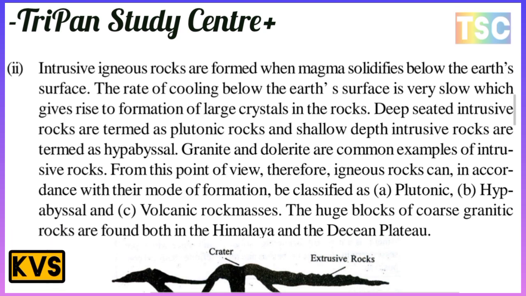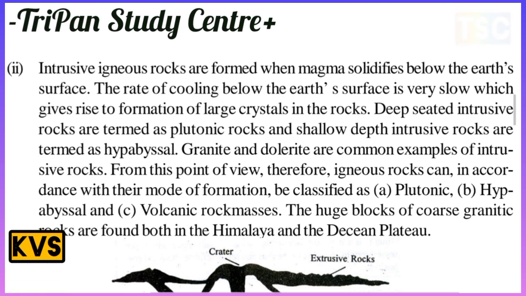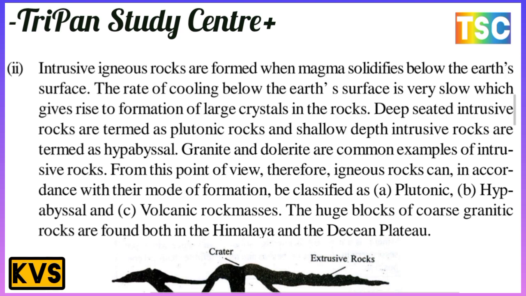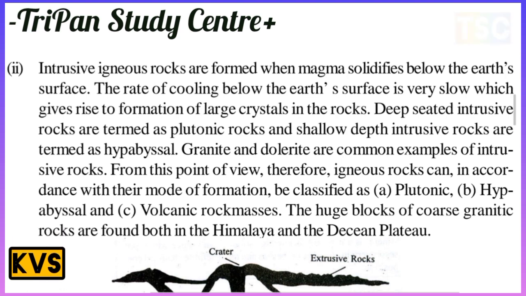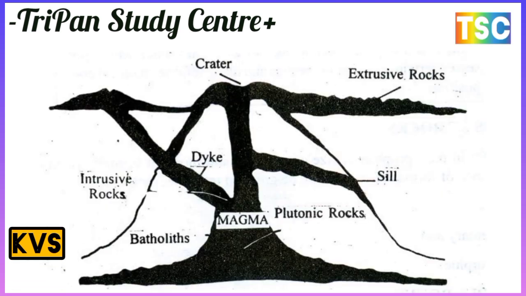Igneous rocks can be classified with their mode of formation as plutonic, hypabyssal and volcanic rock masses. The hills and blocks of coarse granitic rock are found both in the Himalaya and the Deccan plateau.